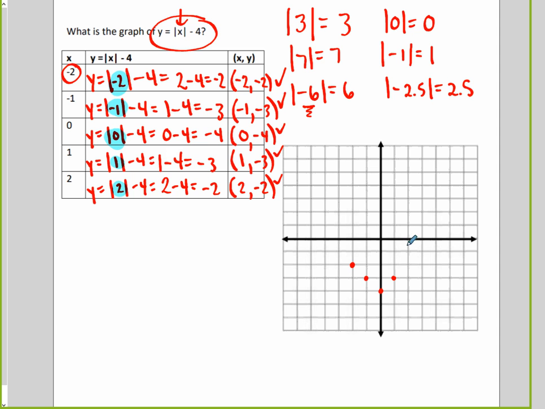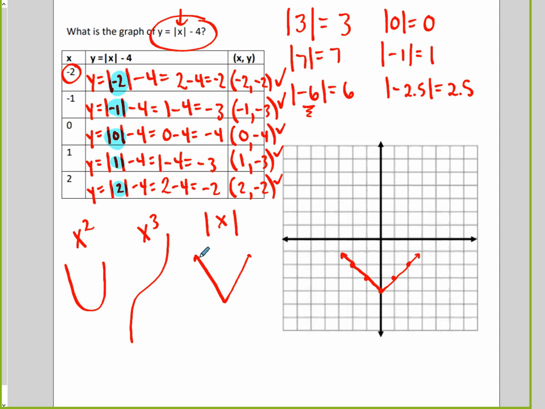All right, let's trace it. When we had x squared, the graph looked like a U. When you have the absolute value, the graph looks like a V. So x squared looked like that. X cubed looked like this. Absolute value looks like a V. Those are the different shapes that you're going to see. And we'll see one more tomorrow for what the square root function looks like. See what that looks like for next time.